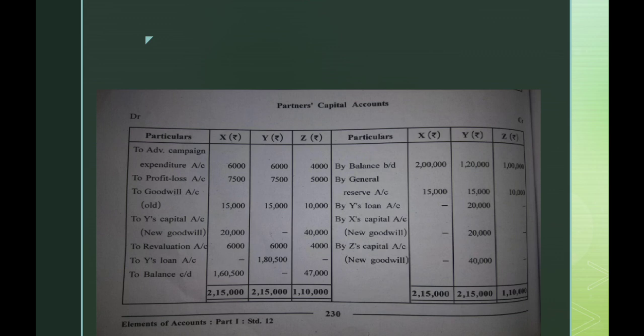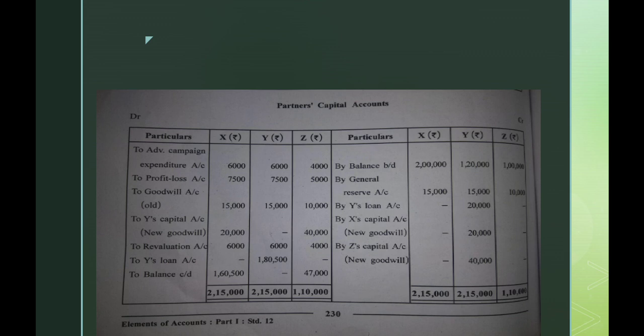Please do not worry. Let us talk about revaluation account. You can see the answer has been transferred on debit side because it was loss. It is loss, I mean 6,000, 6,000 and 4,000. And on credit side we have written all the necessary things. Now the new thing appearing in this particular account is on debit side, it is to Y's loan account and to balance carried down. So this amount we are going to obtain when we total this account.